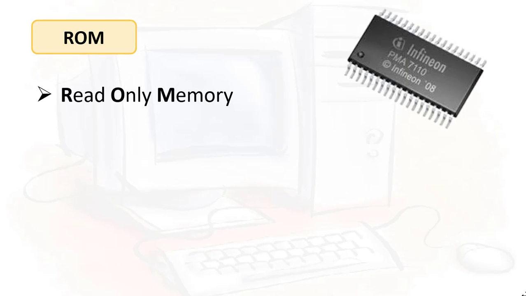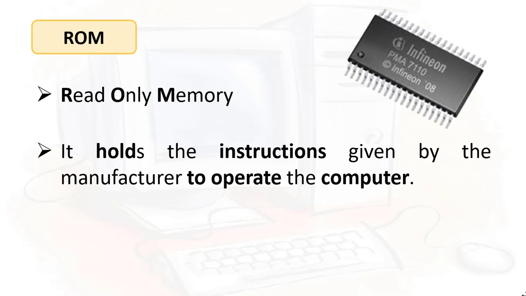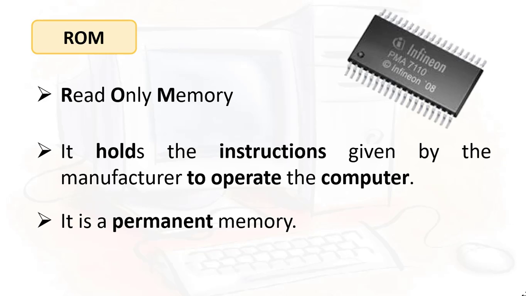The second one is ROM. ROM stands for Read Only Memory. It holds the instructions given by the manufacturer to operate the computer. ROM has some instructions given by the manufacturer to operate our computer system. It is a permanent memory. If our computer is switched off, the data stored in the ROM is never erased.